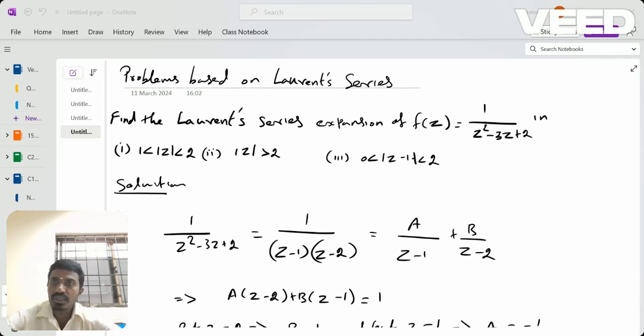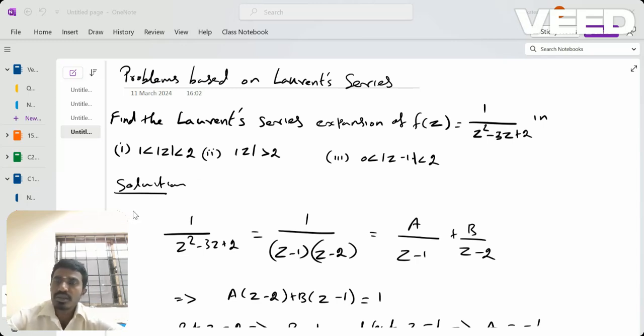Similarly, the third region is 0 less than mod z minus 1 less than 2, which is equivalent to expanding the function f of z in powers of z minus 1. So for that, you take u equal to z minus 1. Now the given inequality will become 0 less than mod u less than 2, which also can be written as modulus of u by 2 less than 1. Similarly, mod u less than 2 implies mod u by 2 less than 1. We will see what we need in the problem.